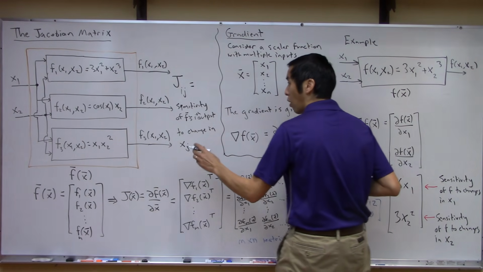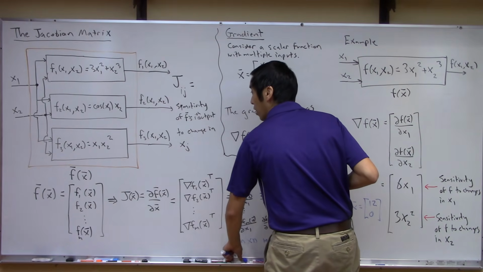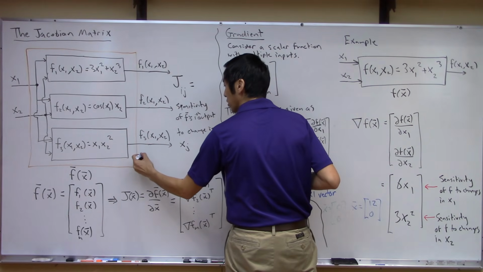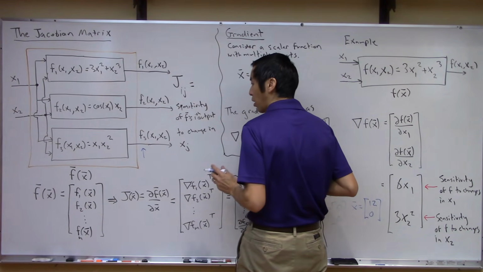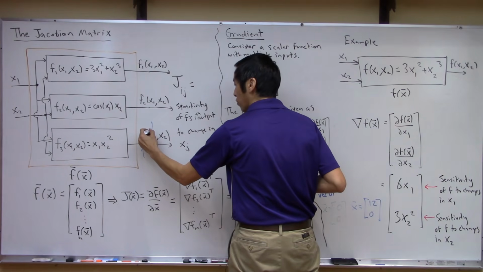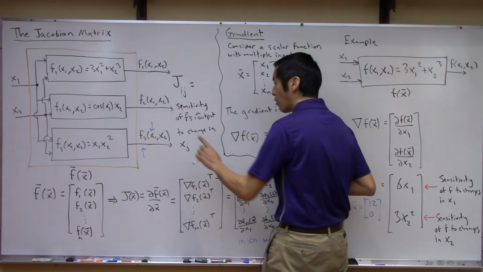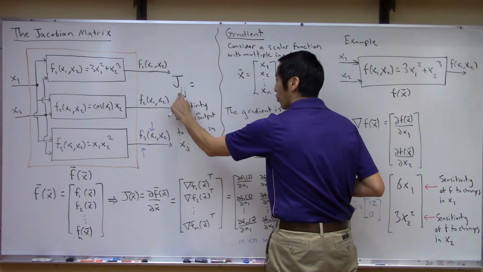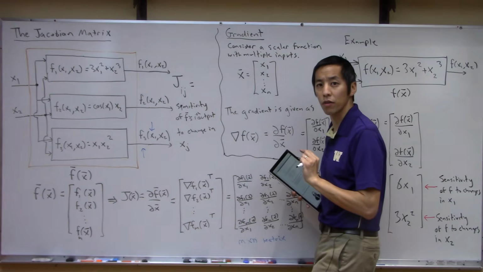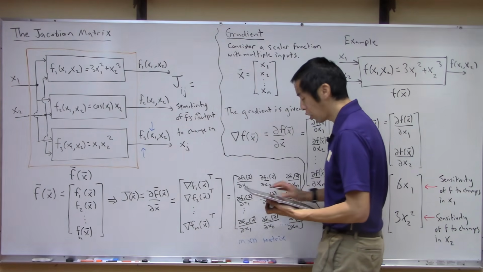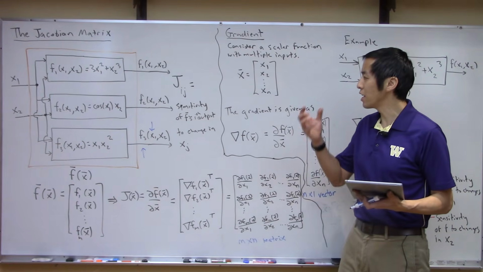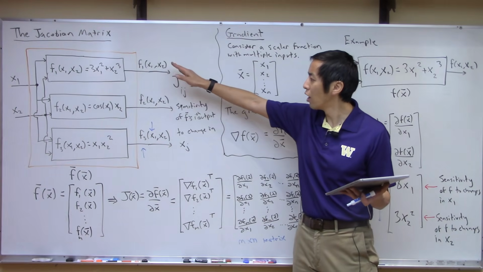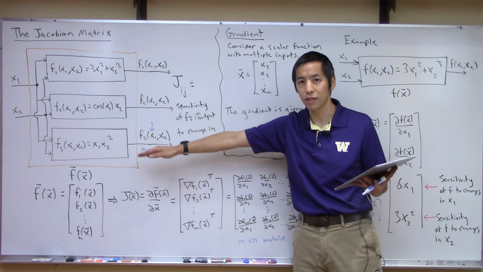So if I want to understand how the third output responds to changes in the first input, that would be located in this Jacobian matrix at row 3, column 1. That's how this works. So the Jacobian matrix basically tells you the complete sensitivity, or all the slopes, if you want to think about it that way, of all of these different scalar functions and how they change.